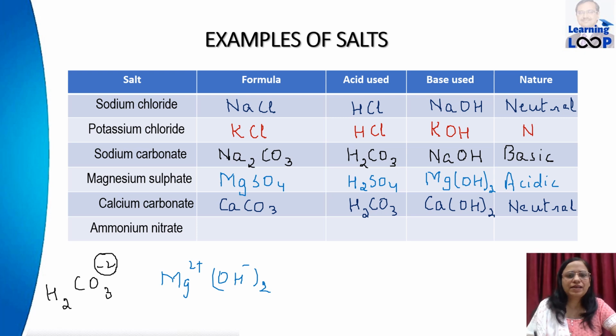The last one is ammonium nitrate. So what is the formula of ammonium nitrate? Ammonium nitrate is NH4NO3. Now you'll be wondering what to do because you don't see a metal here. So ammonium, since it carries a positive charge, would be placed under the base category. And nitrate, since it carries a negative charge, will be placed under the acid category. So we put an H here and we put OH here, and we find the acid is strong and the base is weak. So the nature of the salt will be acidic.